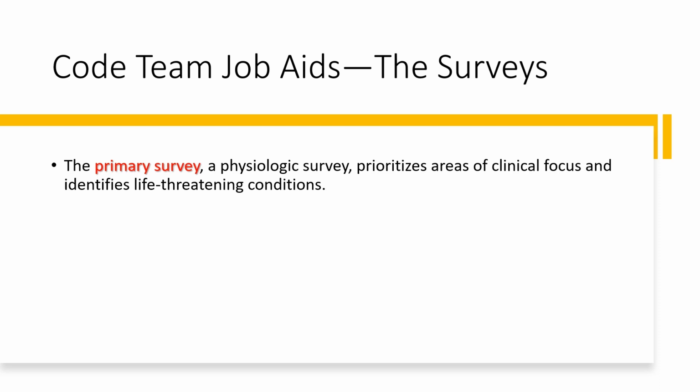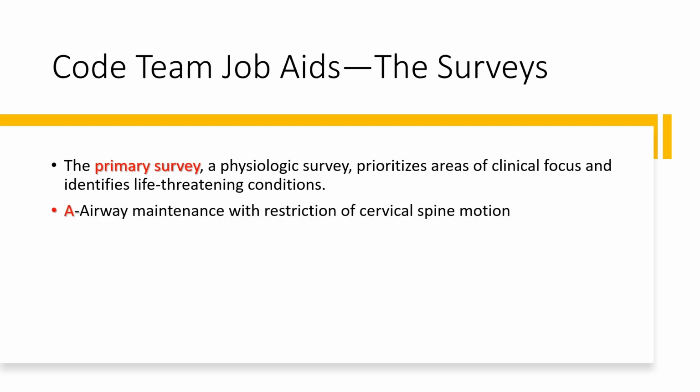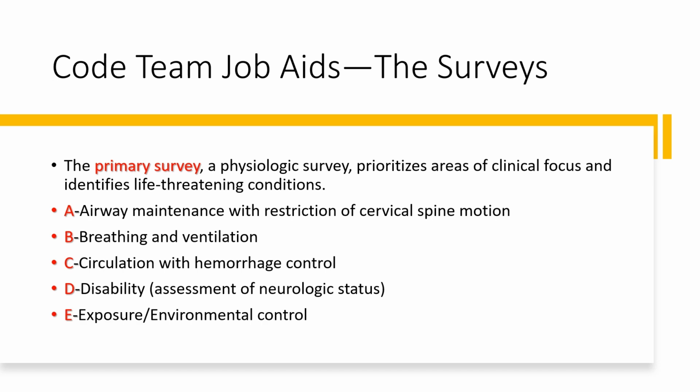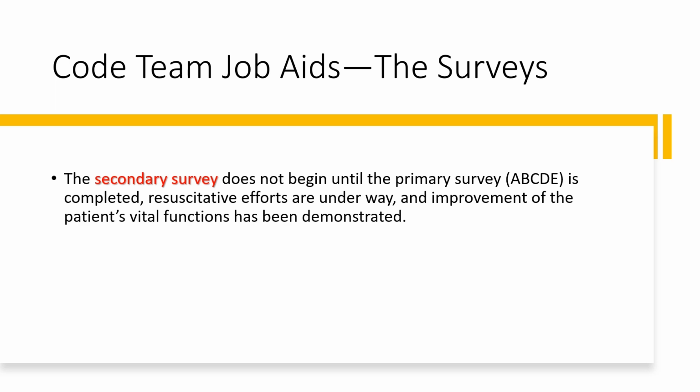The primary survey, a physiologic survey, prioritizes areas of clinical focus and identifies life-threatening conditions. A. Airway maintenance with restriction of cervical spine motion. B. Breathing and ventilation. C. Circulation with hemorrhage control. D. Disability, assessment of neurologic status. E. Exposure/environmental control. The secondary survey does not begin until the primary survey, ABCDE, is completed, resuscitative efforts are underway, and improvement of the patient's vital functions has been demonstrated.